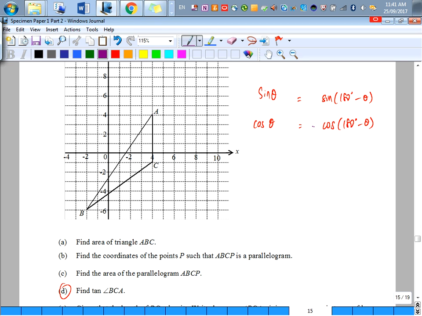Is there something similar for tangent? Answer is yes. Tangent theta, tangent 180 degrees minus theta. Are they equal? So, how do we determine whether they are equal or not? Right now, can you use your calculator, choose any value of theta, find out what's the value of tangent theta, compare that to tangent 180 minus theta. Then you tell me whether they are equal or not. Try any number, any value of theta.